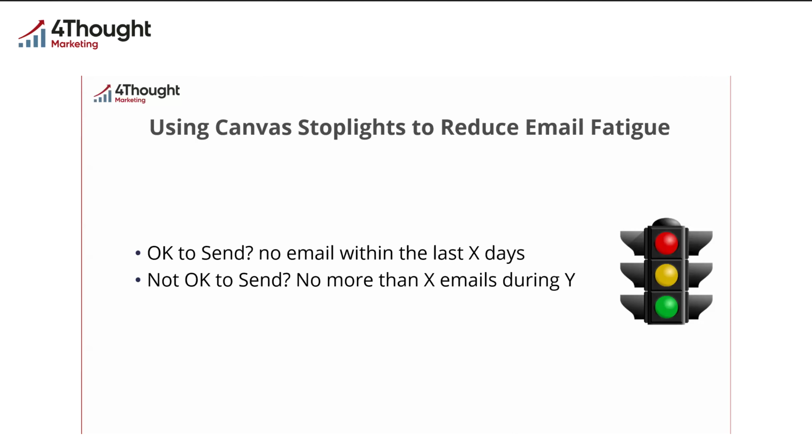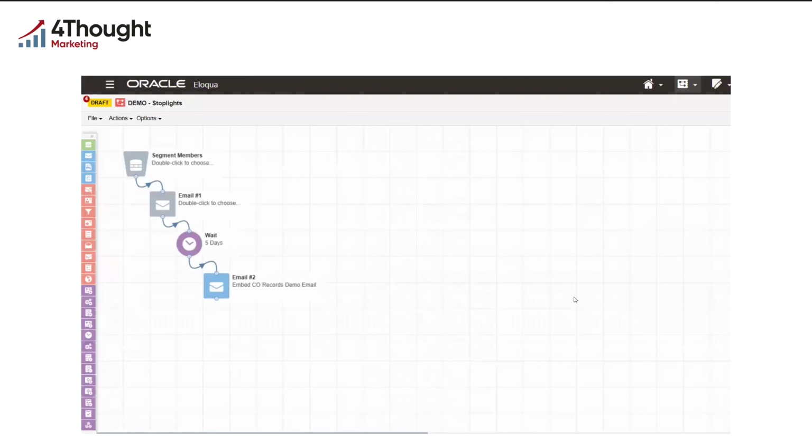The next one is ask the question, is it not okay to send? This is primarily about having more than X emails in a period of time. So you might say that over a period of 2 weeks, I only want 3 emails of the type that we're throttling. So you can put these controls in to make this happen. Let me show you what this looks like.